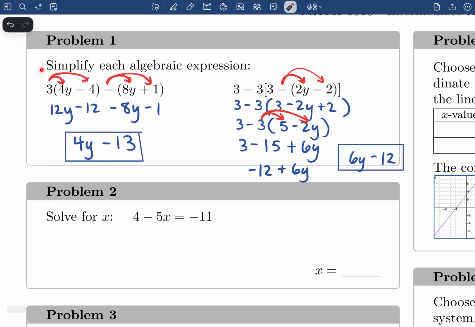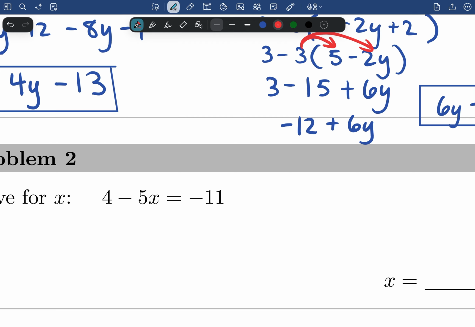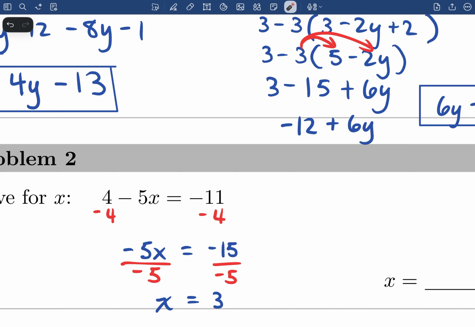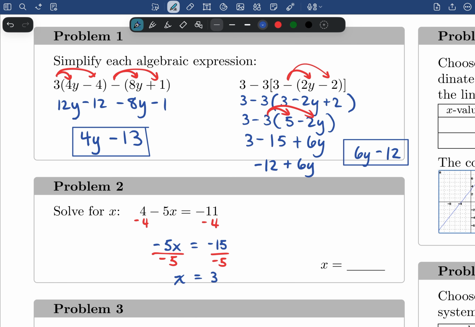We're moving from simplifying algebraic expressions to now solving linear equations. So let's solve this linear equation for x. And to get started, we'll just subtract 4. So I'm going to subtract 4 from left to right. Rewriting the equation, I have negative 5x equals negative 11 minus 4, which is negative 15. I now divide by negative 5 across the equation. And I have solved for x. I found that x equals negative 15 divided by negative 5, which is positive 3. Yes, because a negative divided by a negative is definitely a positive result. And so I write my solution, x equals 3.